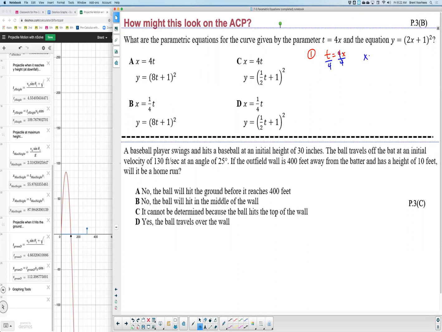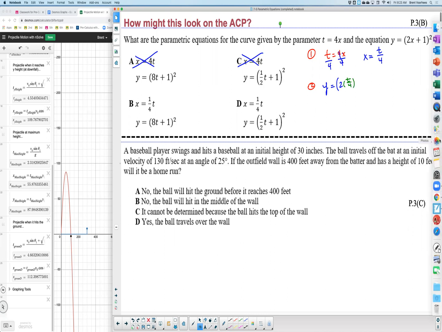And so we come up with the idea that x equals t divided by 4. Step 2 would say to substitute this into the other equation. So we would now have y equals 2, and then another set of parentheses, with t over 4, and then I'll continue on here with the plus 1 quantity squared.